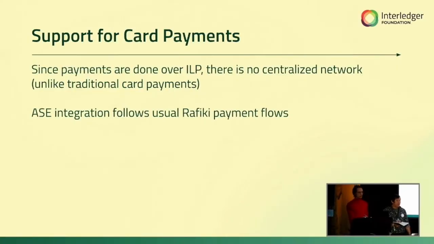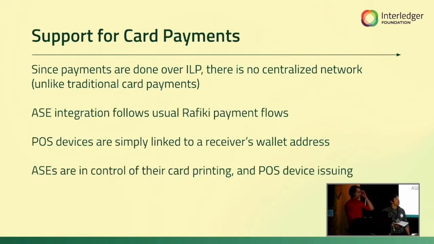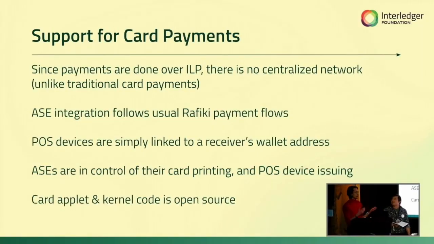And instead of using these big, old terms for card payments like issuer, merchant, and acquirer, the nice concept is that those POS devices that you saw yesterday are really just linked to a receiver's wallet address. So anybody can have a wallet address, link it to a POS, and accept card payments. ASCs are fully in control of their card printing and POS device issuing, and of course, everything is also open source, so really empowering people to become their own card issuers and POS device issuers, all powered with the ILP network.